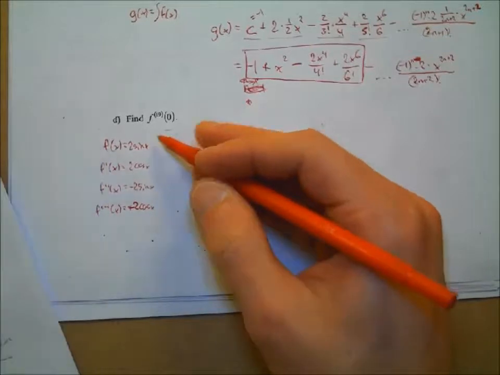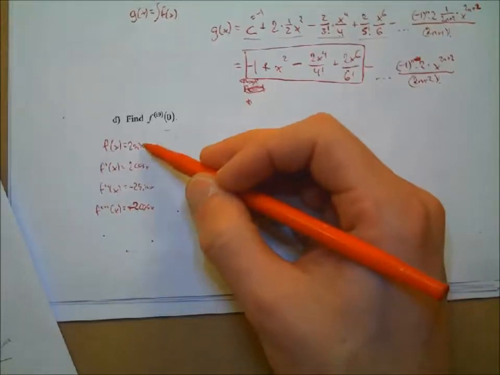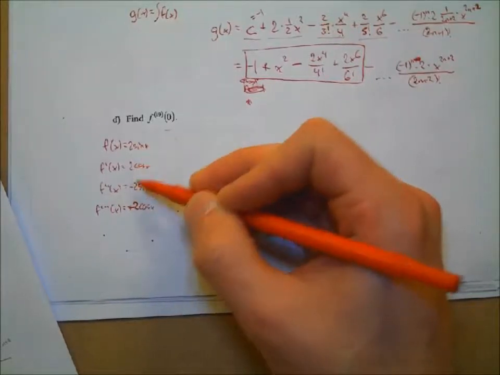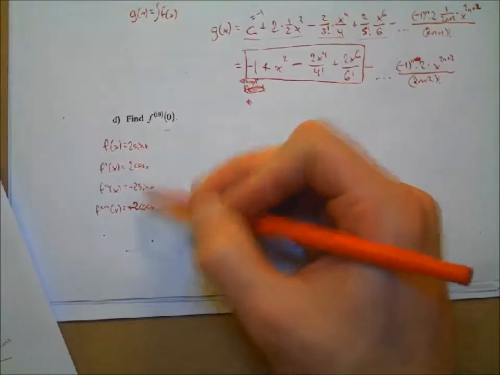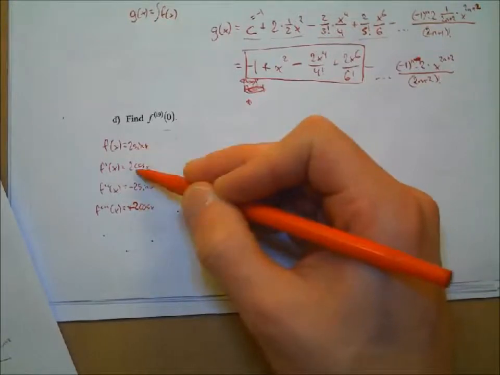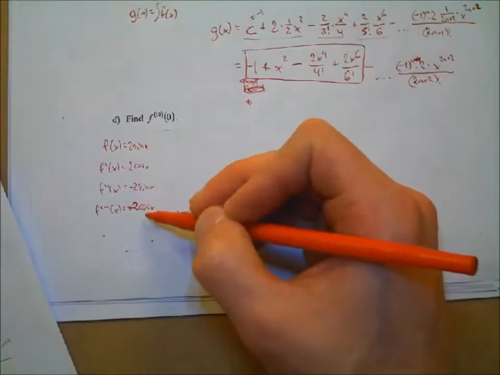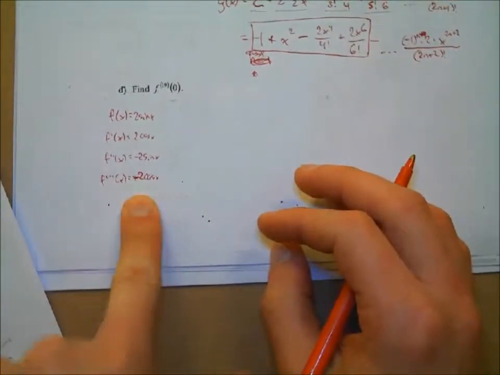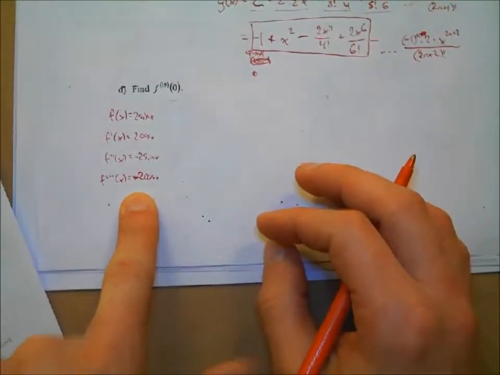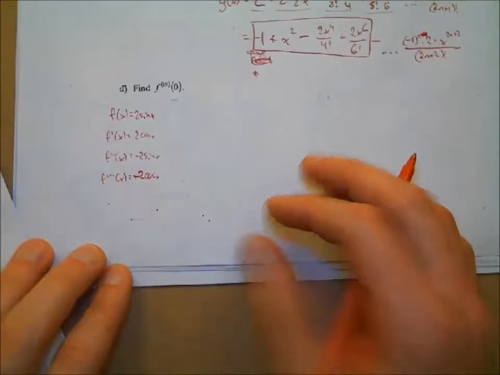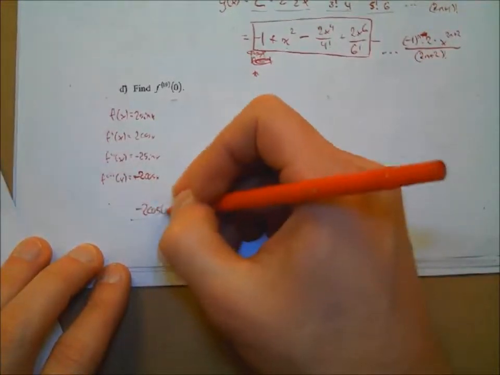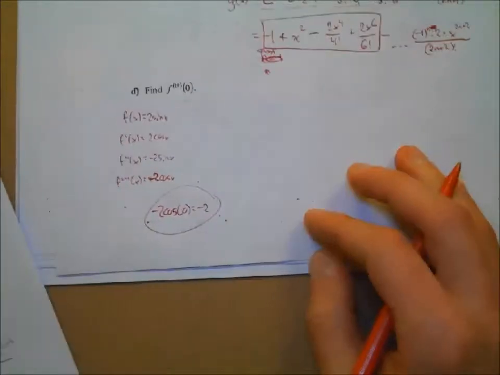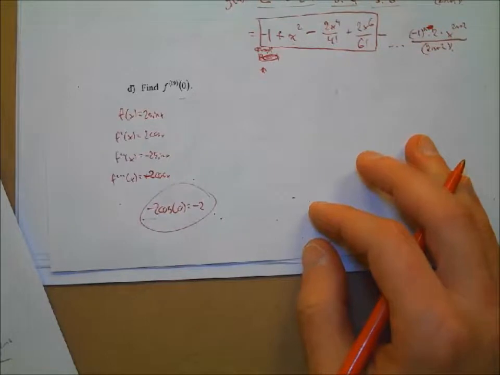So you could do it this way and say, if f of x is 2 sine x, then the first derivative, second derivative, third, fourth, fifth, sixth, seventh, 8, 9, 10, 11, 12, 13, 14, 15, 16, 17, 18, 19. This will be the 19th derivative just because of the repetition of the derivatives here. It's really just evaluating this at 0, so you could literally do negative 2 cosine of 0, which gives us negative 2.